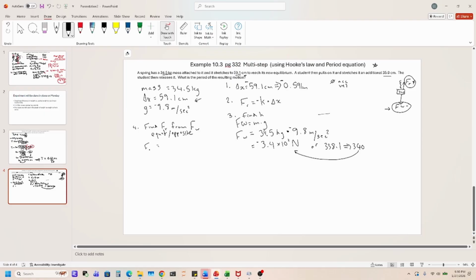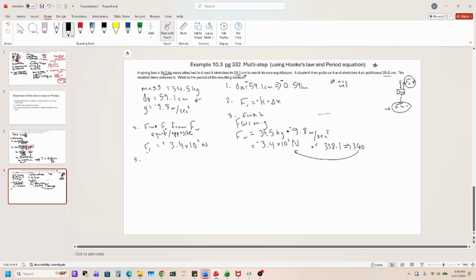Okay? So our restoration force is going to be opposite to this. This is a negative, so this is going to be a positive 3.4 times 10 to the second newtons. Okay? Because it's going back in the positive direction.